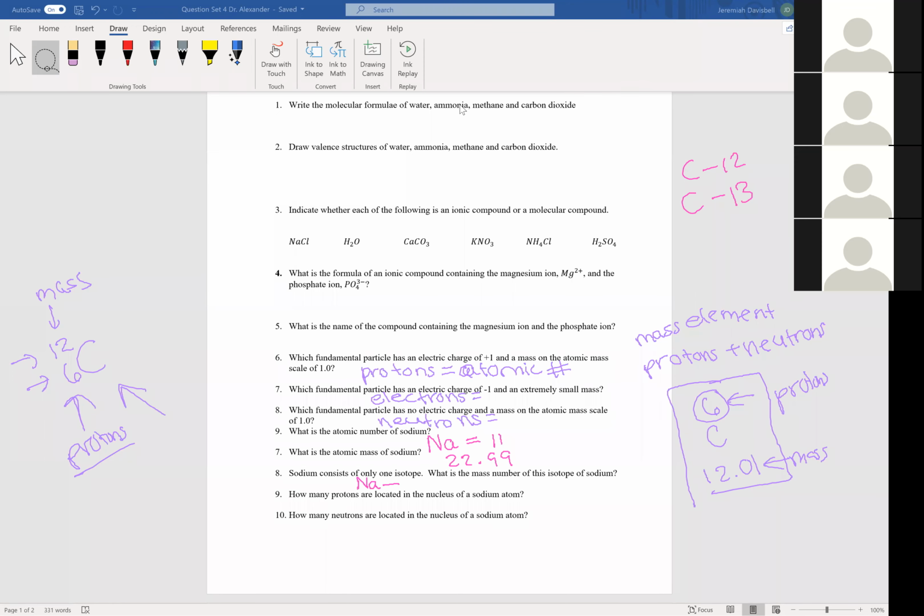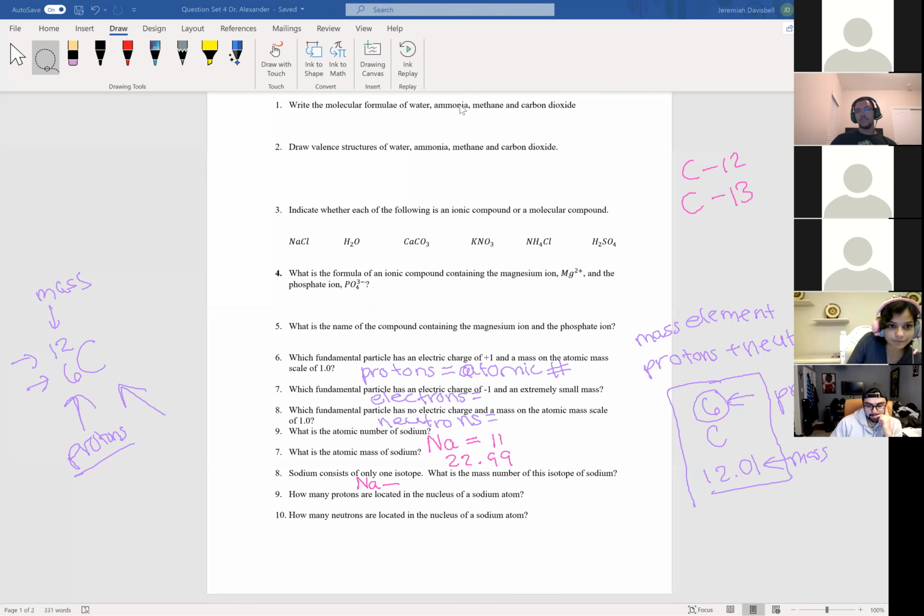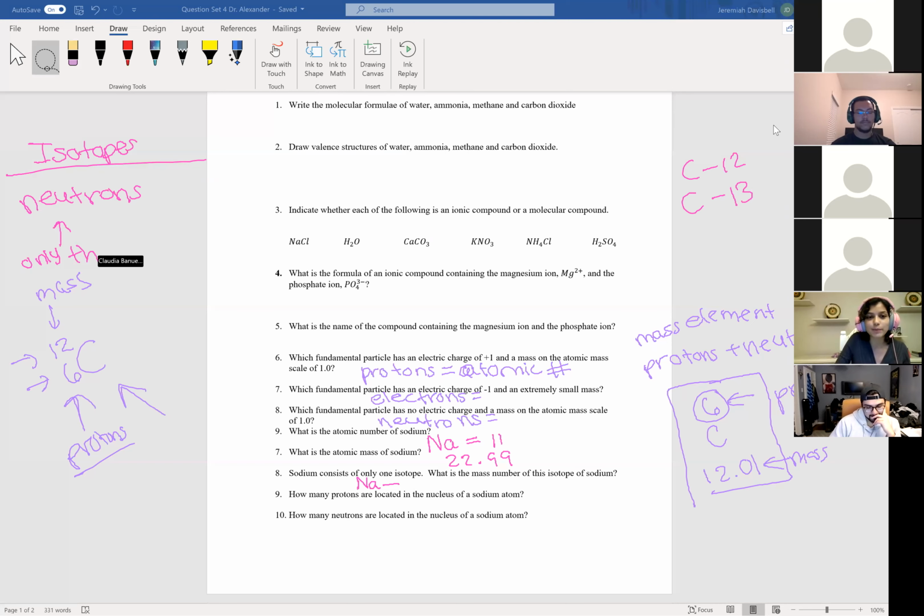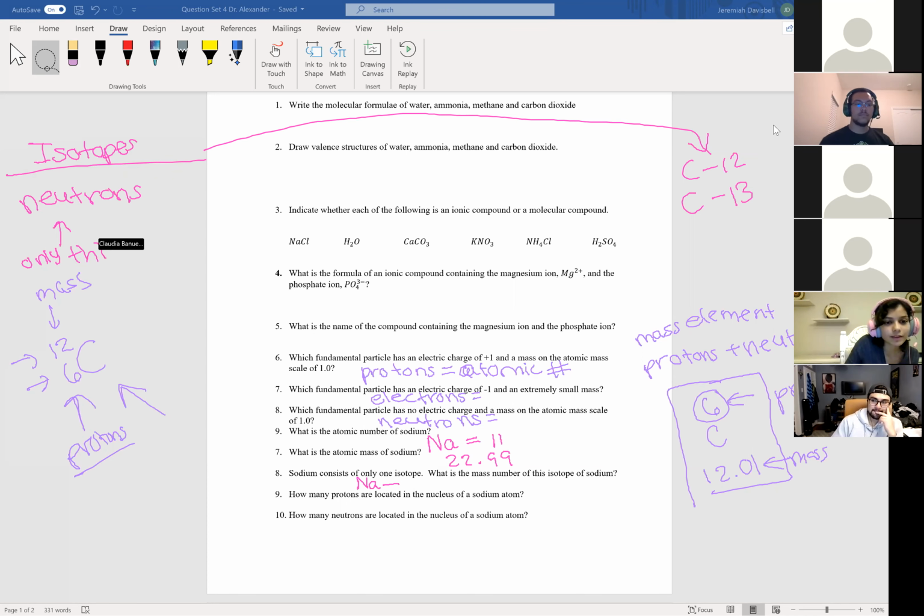If we're talking about isotopes, what's the only thing that changes? The molecular mass? The mass? Yes, it would be the mass. So what makes up the mass? It would be protons and neutrons, right? So the only thing that's going to change in isotopes would be the neutrons. Just know that the neutrons are the only thing that change in isotopes. And the way isotopes are represented would be like this. Any questions on that?